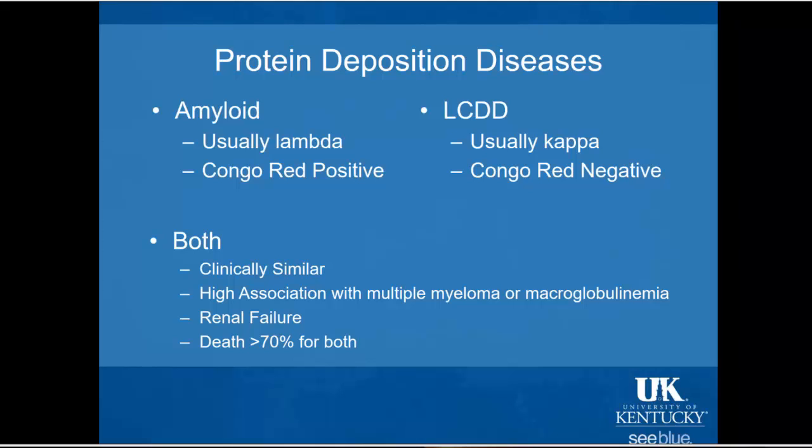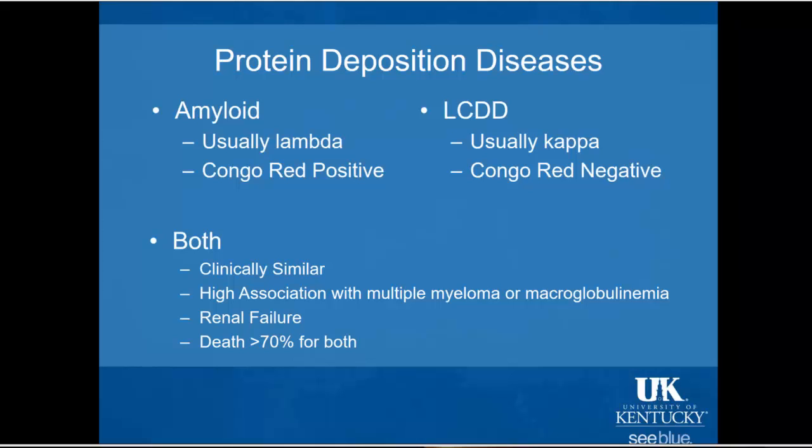Protein deposition diseases also cause cystic lung disease. There are two primary forms to discuss, the first one being amyloid, which is Congo red positive, and the other one being light chain deposition disease, which would classically be Congo red negative. Both are clinically similar, with a very high association with multiple myeloma or macroglobulinemia, high association with renal failure, and overall they have very high mortality for both of them.